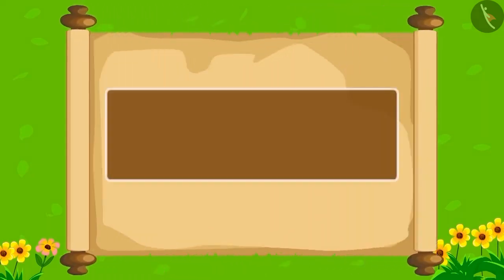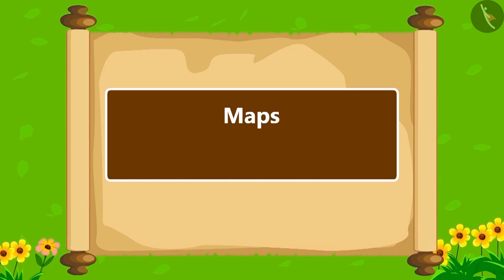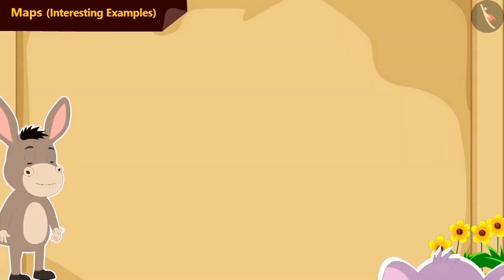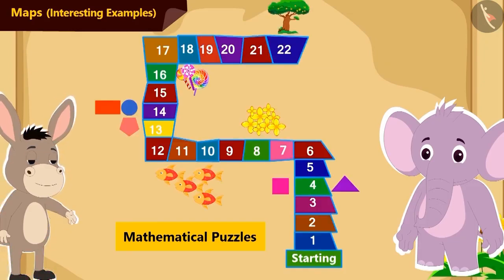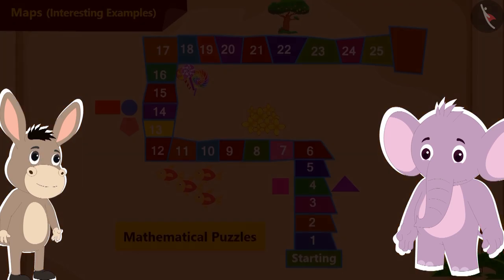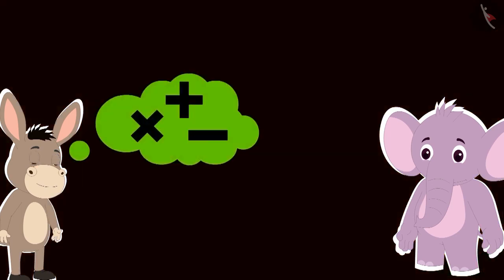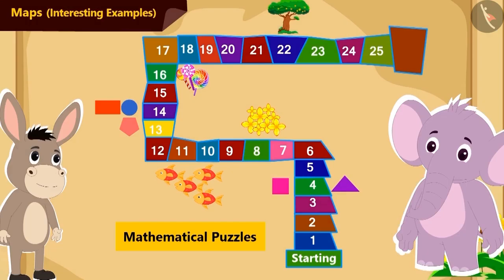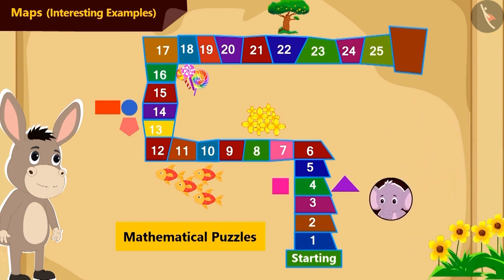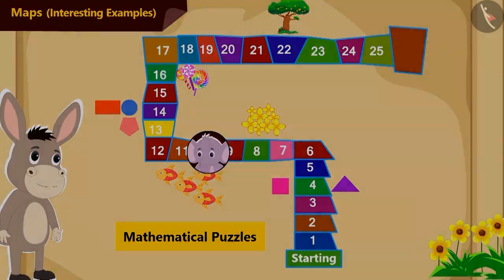Hello children, we are looking at some interesting examples related to maps. Bhola and Appu are playing a game. Bhola has made a map like this for Appu on the floor. He will ask Appu some mathematical puzzles. Appu has to find solution to those puzzles. Then Appu has to walk over the map and reach the tile containing the number found in the solution.